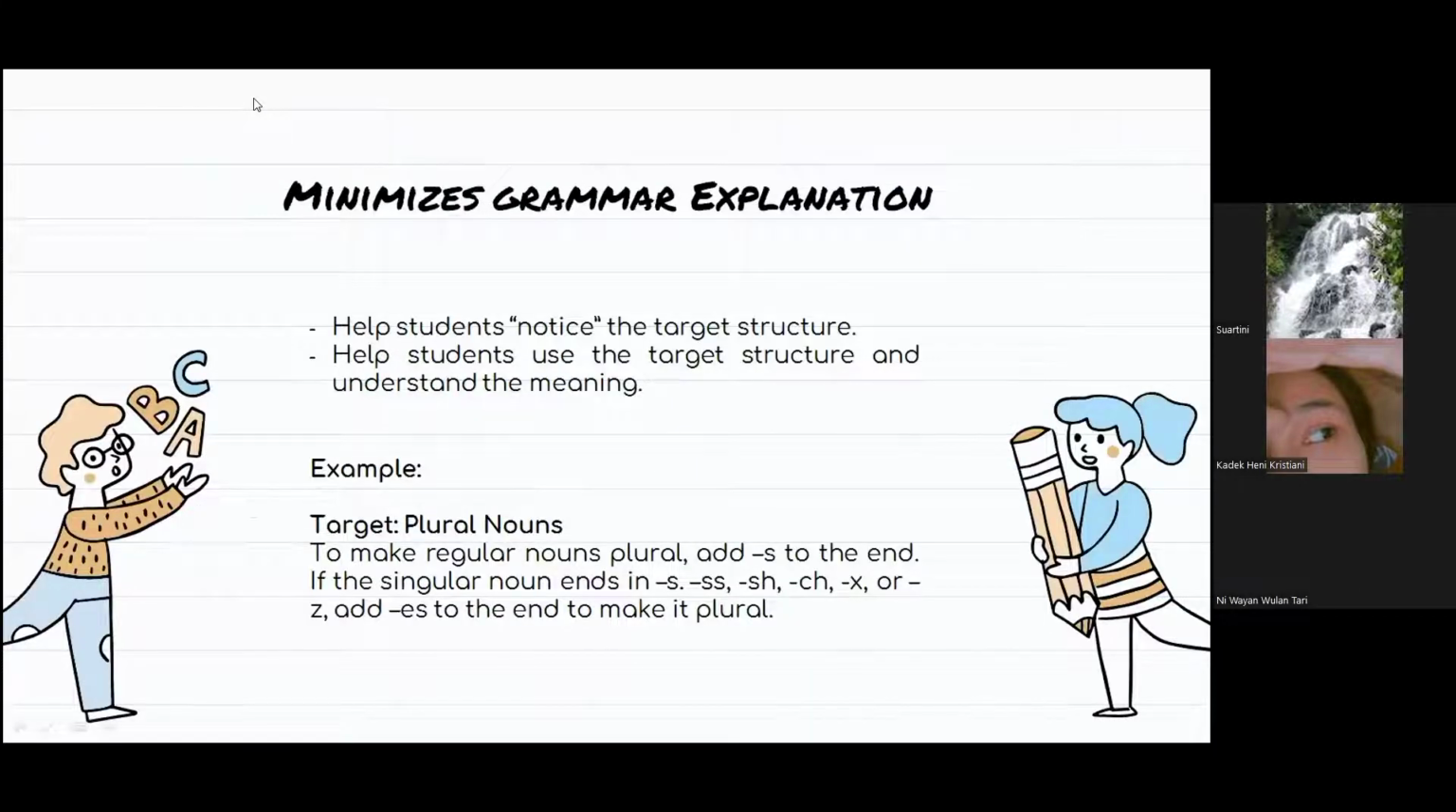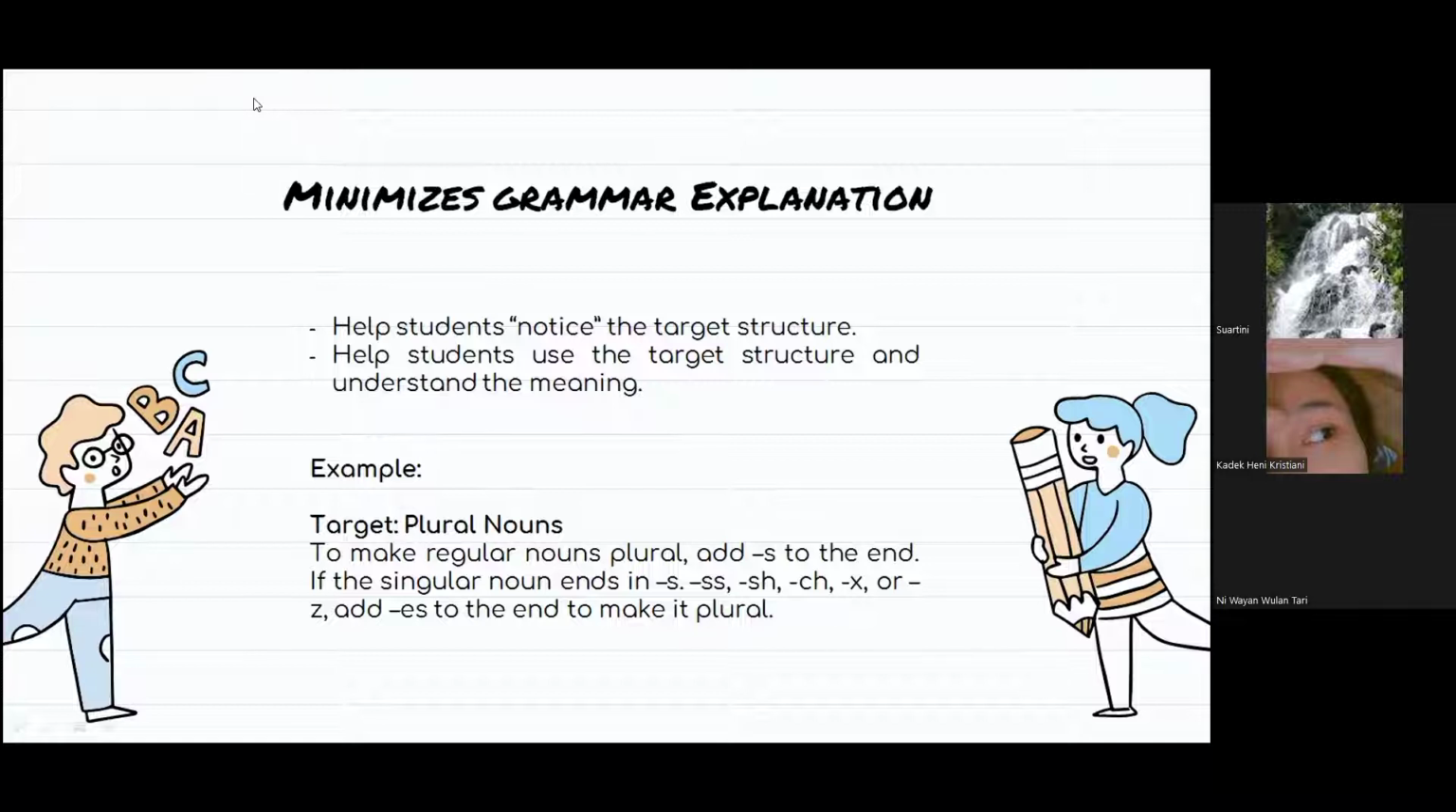For young learners, it is difficult to understand grammar explanations, so we must minimize grammar explanation and make it more simple. There are points to minimize grammar explanation. The first is to help students notice the target structure, and help students use the target structure and understand the meaning.